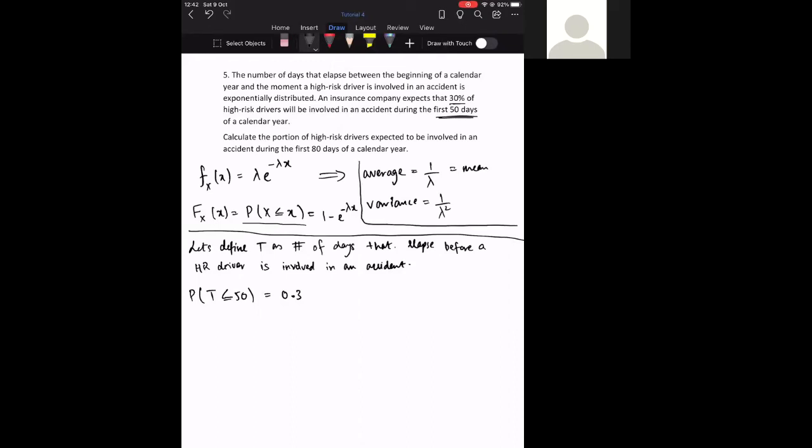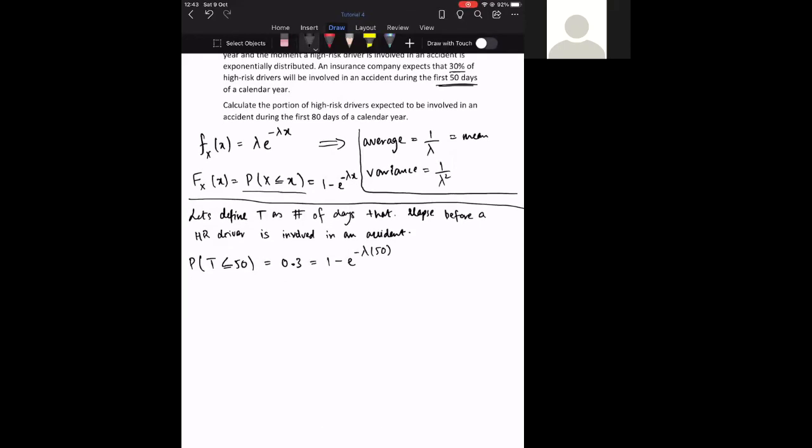So the probability of t taking a value less than or equal to 50, which we're given as 0.3 or 30%, is equal to 1 minus e to the minus lambda times 50. Why are we doing this? We don't have the value of lambda, so we can't calculate the probability of the first 80 days elapsing before a driver is involved in an accident.